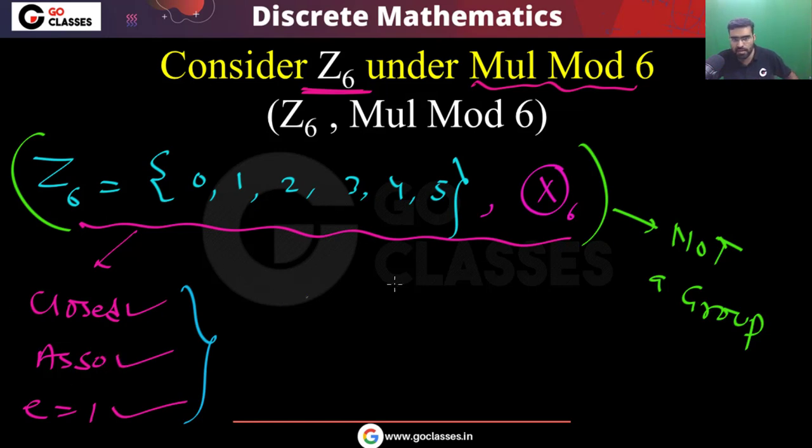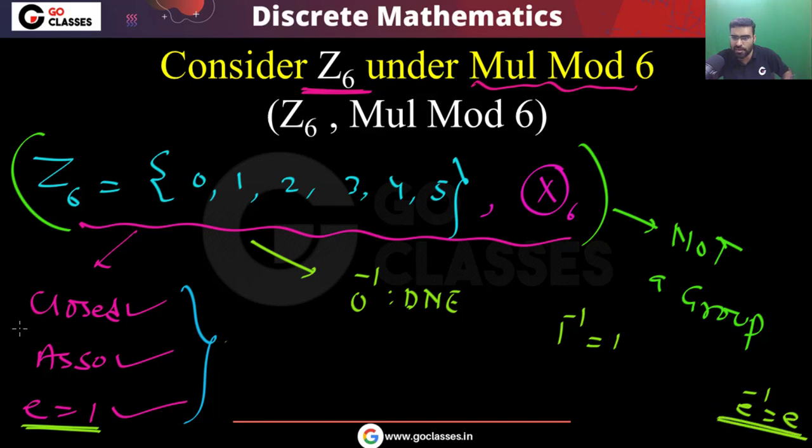There is no problem here, because the operation is multiplication modulo 6: first you do multiplication, then you find the mod 6. So these properties are satisfied. Then where is the problem? The problem is that 0 inverse does not exist, meaning 0 does not have inverse. Remember, 1 has inverse. Yes, 1 inverse will be 1 because 1 is the identity element.